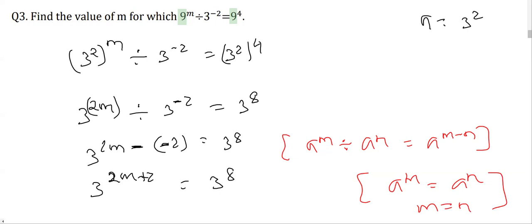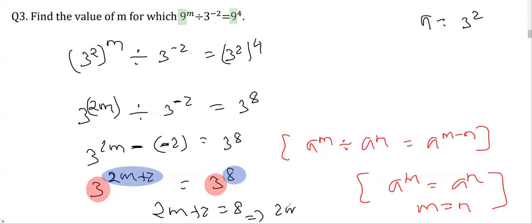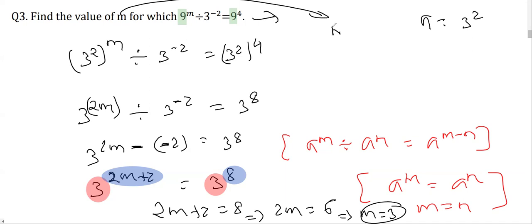This is what we are going to do here. You can see that we have the same bases, so we can equate their powers. That means we can write this power is equal to this. So we'll be writing this as 2m plus 2 is equal to 8. So that implies, on transposing 2 to the other side, it is 8 minus 2, that is 6. And finally, dividing 6 by 2, we get m is equal to 3. So finally, the value of m so calculated is 3.